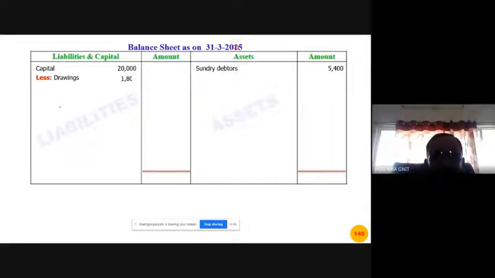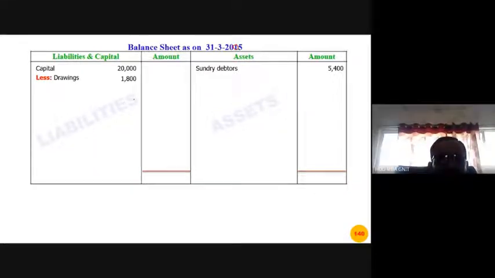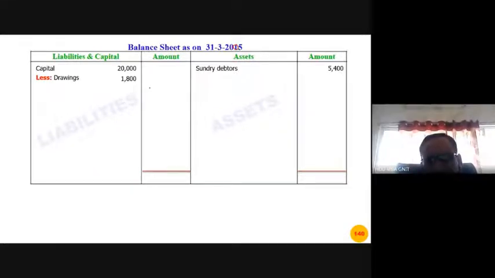Amount is 1,800. All of you have to write, so you have to practice along with me. I am giving sufficient time for recording, for writing. Yes, less drawings 1,800. Yes, deduct now.